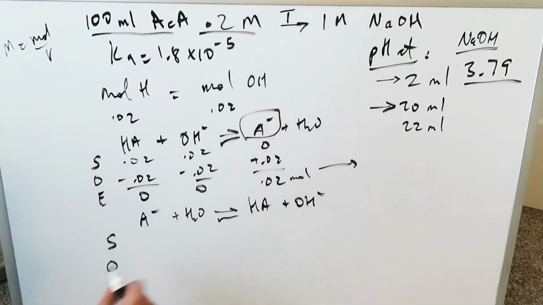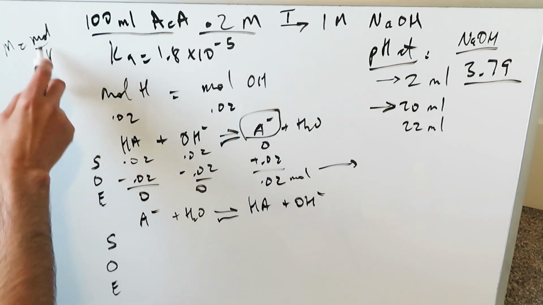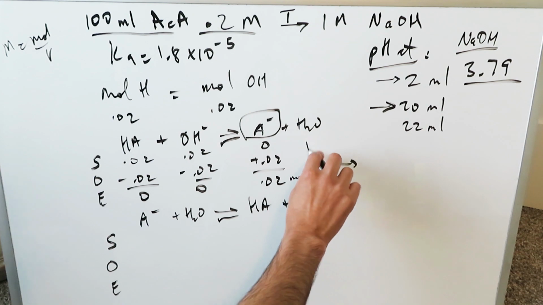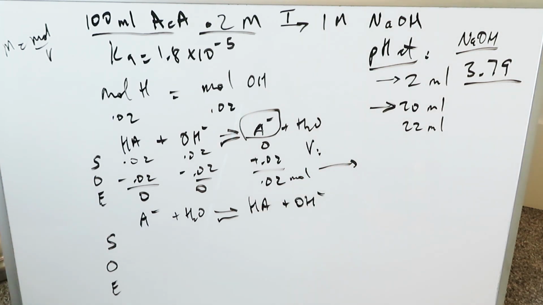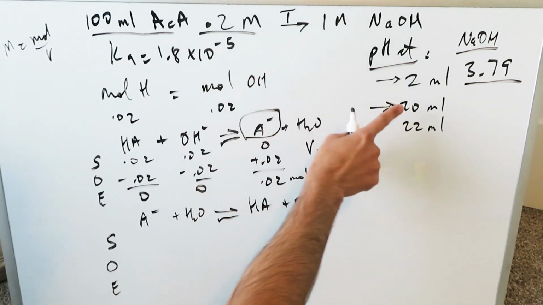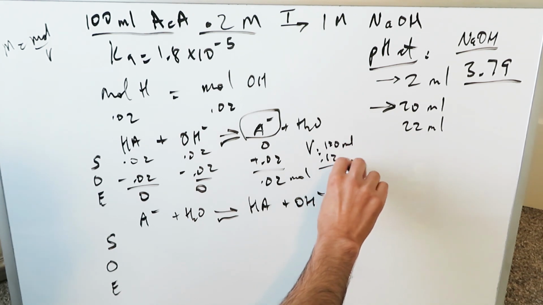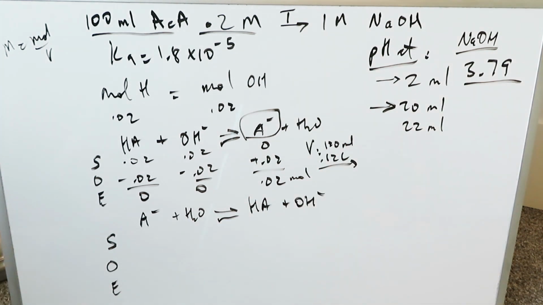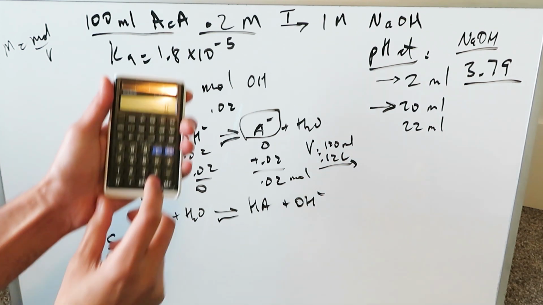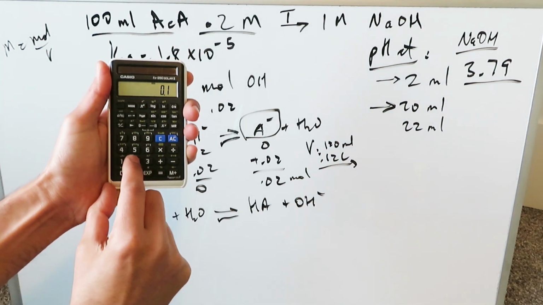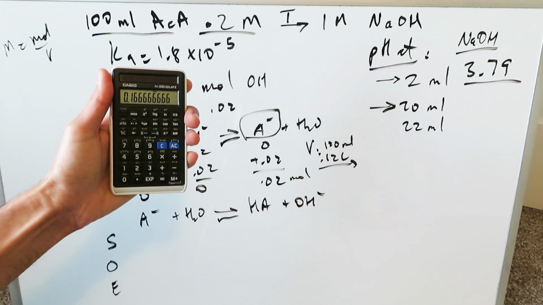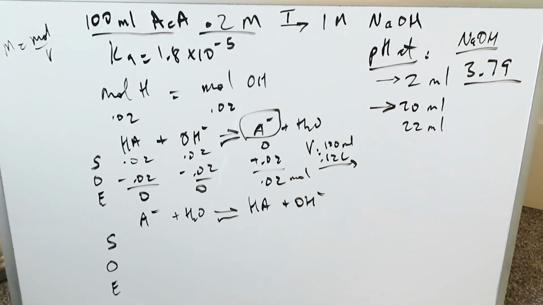Convert this into molarity. Molarity is equal to moles over volume. What's your volume over here? Well, it's equal to the total volume. You had 100 and you've had 20, so that's 120 ml or 0.12 liters. Moles divided by volume is your molarity. 0.02 divided by 0.12, that's the molarity, 0.1666, which you'll feed in right here.